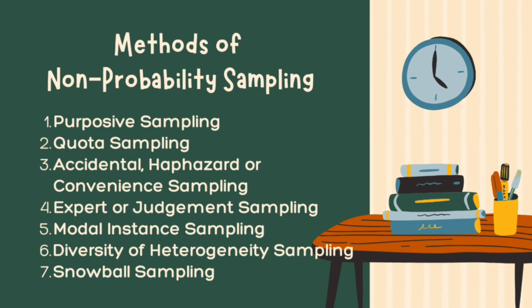Fifth, the modal instance sampling. It involves selecting participants who represent the most typical or common case within the population. Sixth, the diversity or heterogeneity sampling. It involves intentionally selecting participants to represent various characteristics or traits within the population. Remember the word represent. And lastly, we have the snowball sampling. It involves selecting initial participants who then refer other participants. Example, a researcher studying rare diseases might start by interviewing patients who are already part of support groups, who then refer other patients they know.